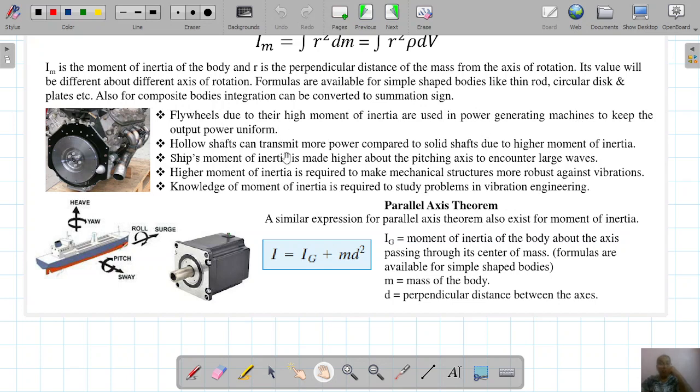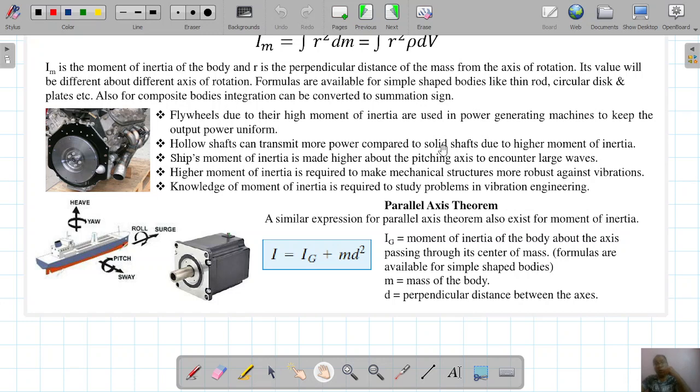Hollow shafts are used to transmit more power and more torque compared to solid shafts due to the higher moment of inertia. The moment of inertia of shafts is also made higher. These hollow shafts can also be used as propellers in ships.